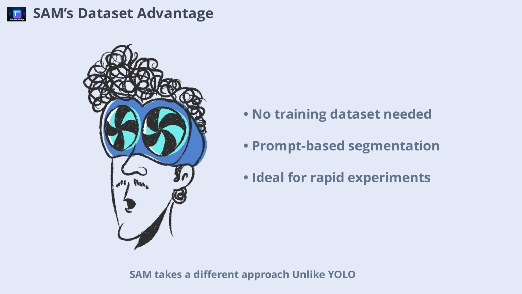SAM takes a different approach. Unlike YOLO, it doesn't require a training dataset. Instead, it uses prompts like points, boxes, or masks to segment objects on the fly. This makes SAM perfect for rapid experiments or when you lack detailed polygon annotations. If you need to quickly generate high-quality masks for new types of objects, SAM is your go-to model. Its flexibility and prompt-based workflow open up new possibilities for geospatial segmentation.